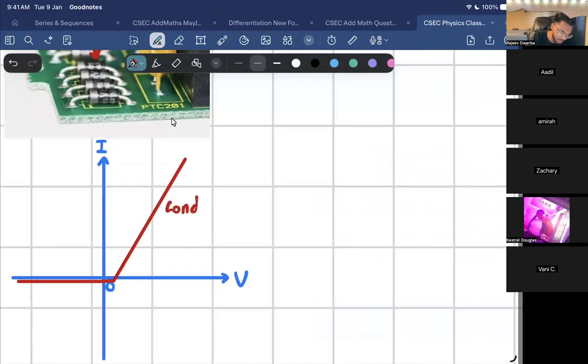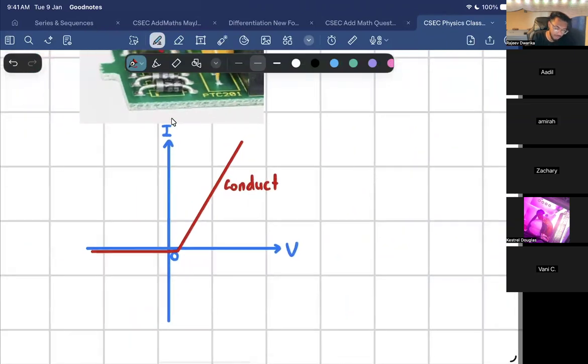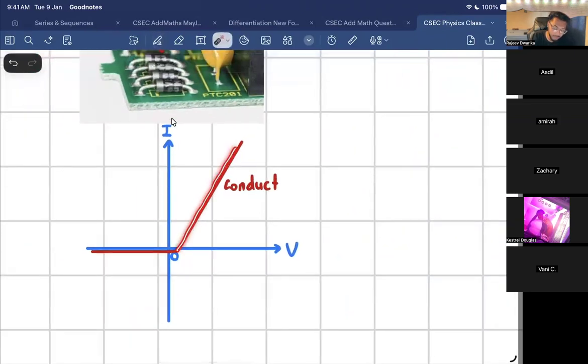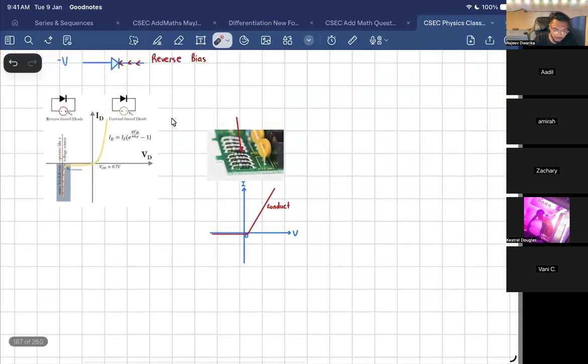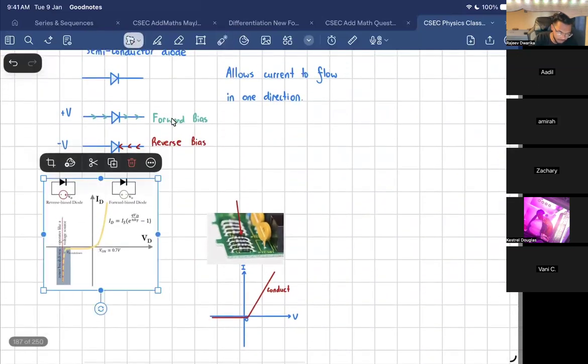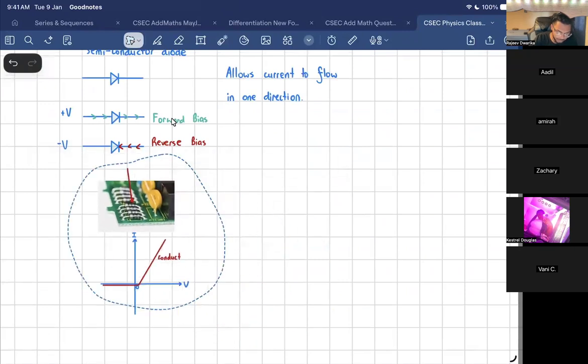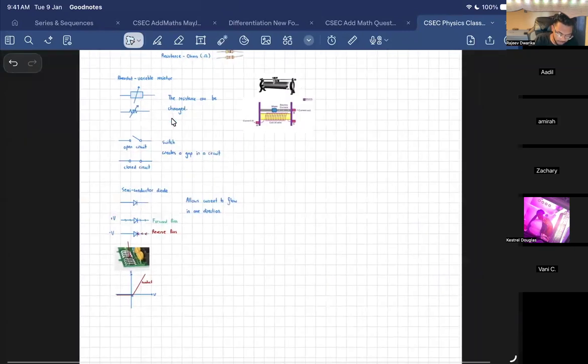You understand why we say semiconductor? Because it only conducts when the voltage is quote unquote positive. When the voltage is negative, does it conduct? No. That's why we call it a semiconductor diode. Alright, cool, let's move on.